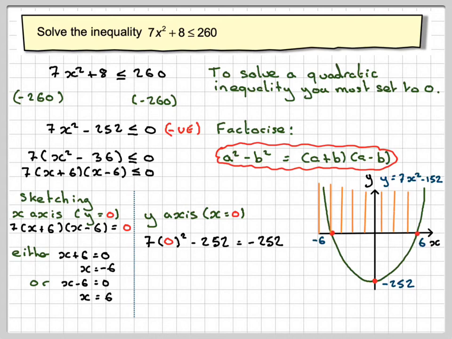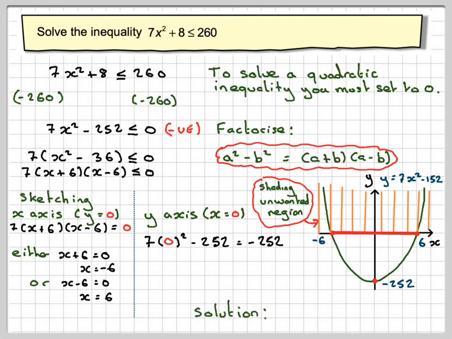Some people find it helpful to shade out the bit that you don't want. And therefore, this bit is the bit that we want, so it's going to be between minus 6 and 6. And therefore, the solution will be x is greater than or equal to minus 6, and less than or equal to 6.